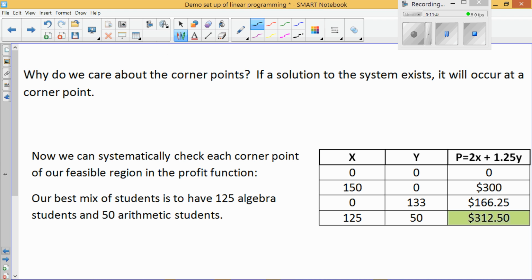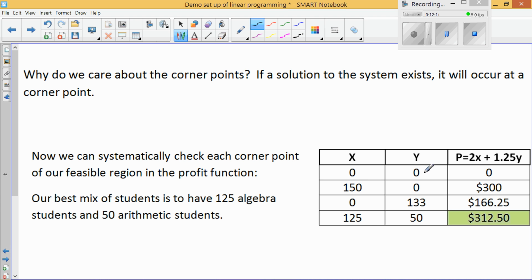Why do we care about the corner points? Good question. If a solution to the system exists, if there is a point that optimizes the equation, maximizes a profit, it's going to occur at a corner point. Knowing that, we can take each corner point, systematically go through with our profit equation and find where we maximize our profit.